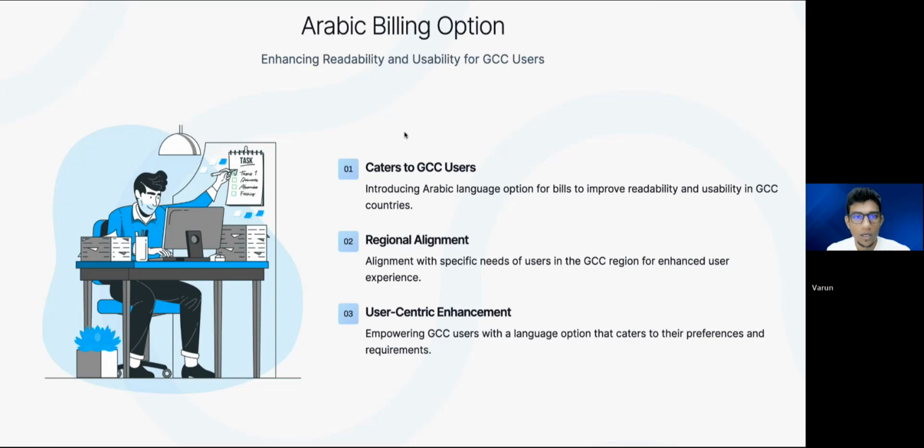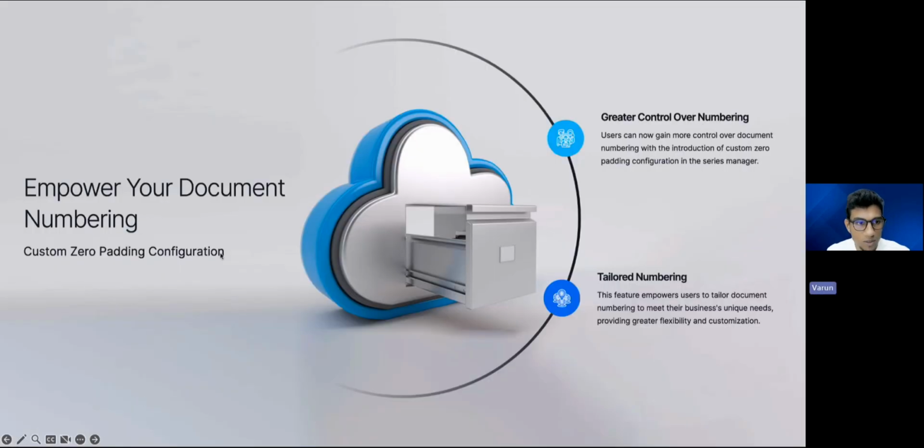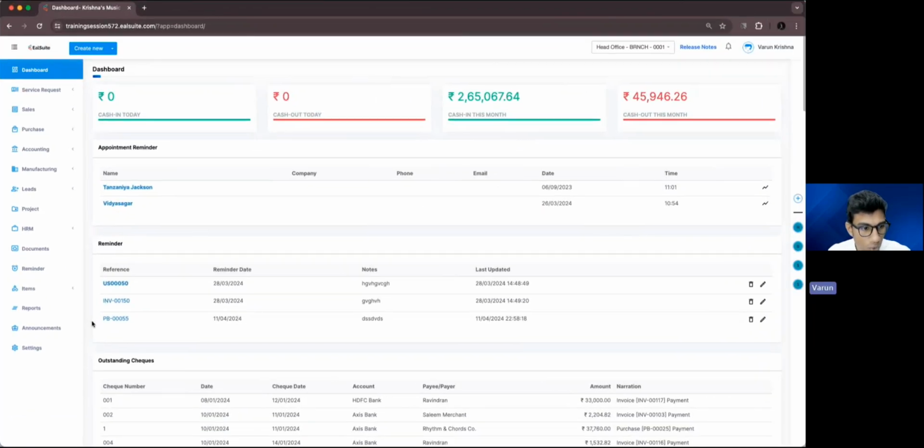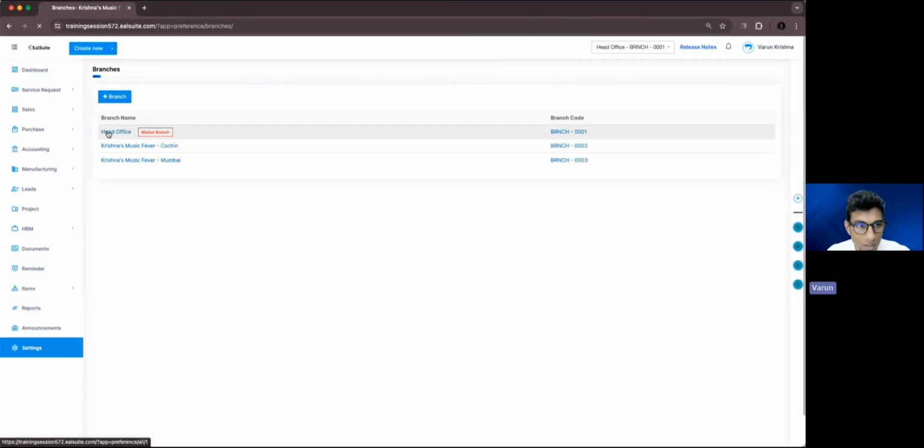Okay, sure. So let's move on to our first enhancement, and that is empower your document numbering with the help of custom zero padding configuration. This gives you greater control over your numbering and a customized numbering manner as well. So till date, let me just show you under the series manager.